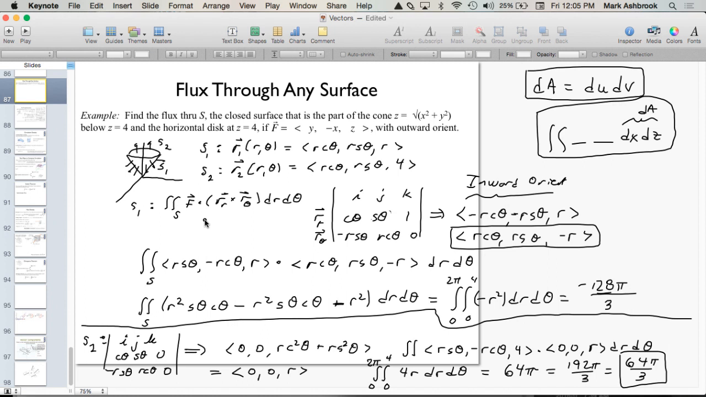And so the total flux outward through that closed surface is 64 pi over 3, or the 64 pi minus 128 pi over 3. Questions on that? If you have a question, don't hesitate to ask.